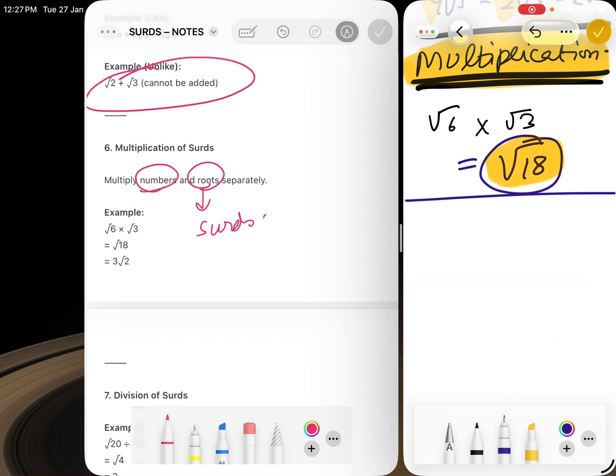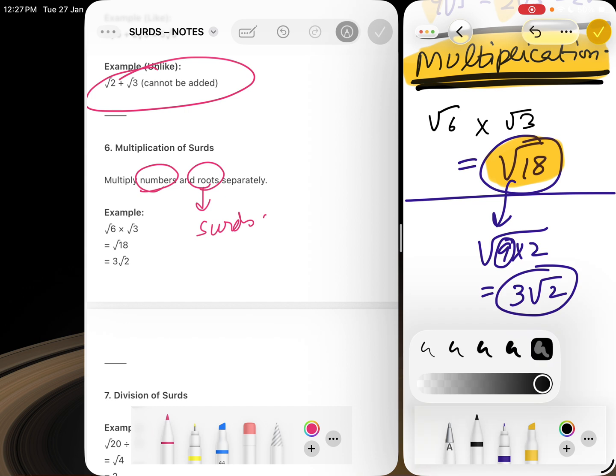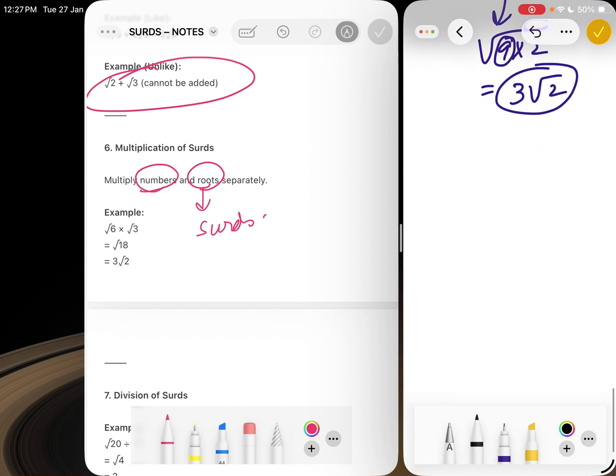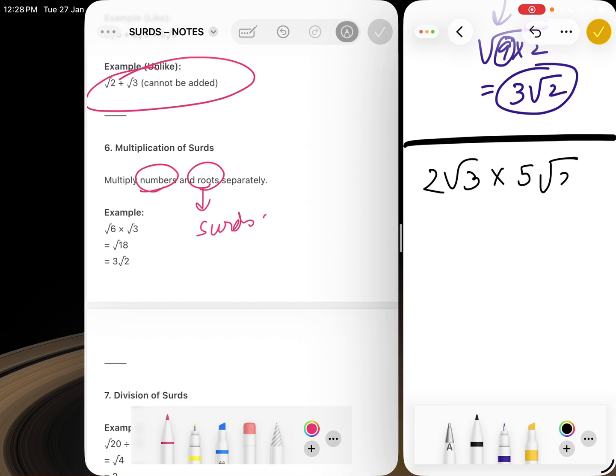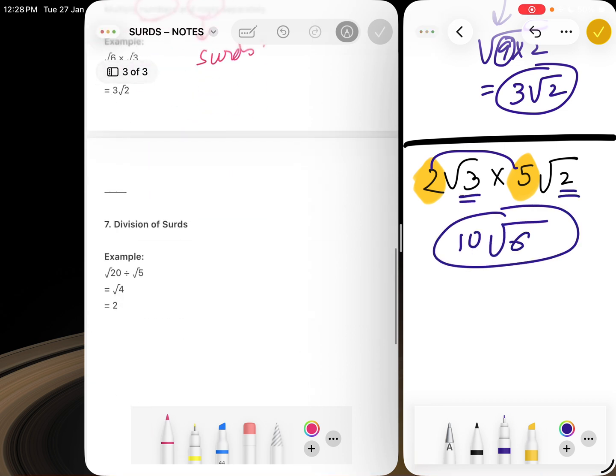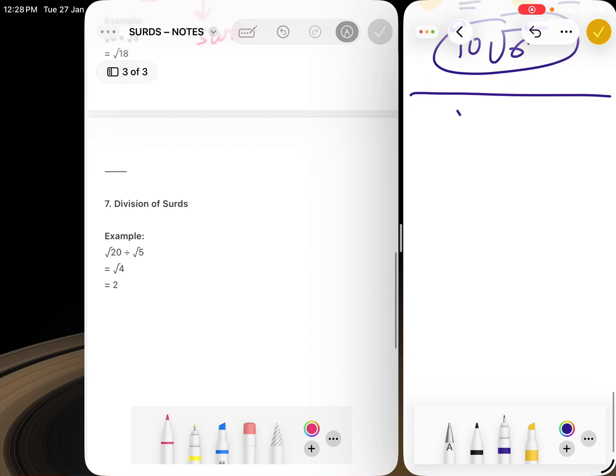जैसे fraction में होता है, we have to always reduce. Here also you need to simplify. Think 9 into 2 is 18. 9 किसका square होता है? 3. So 3 root 2, or follow the method 2. Then we have another one, 2 root 3 multiplied by 5 root 2. Multiply the numbers differently. 2 into 5 is 10. 3 into 2 is 6. Okay. This was all about multiplication.